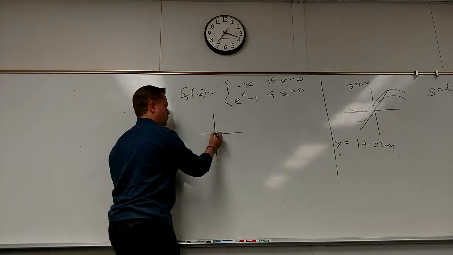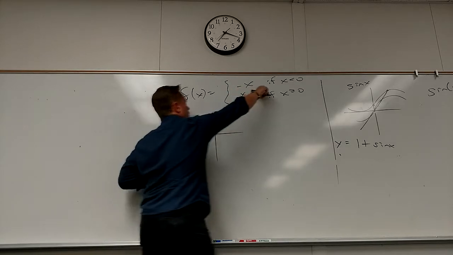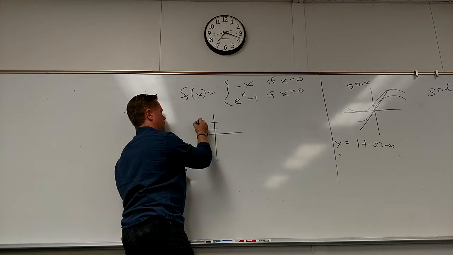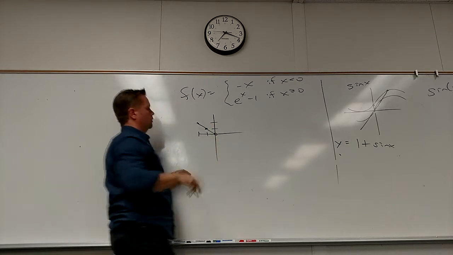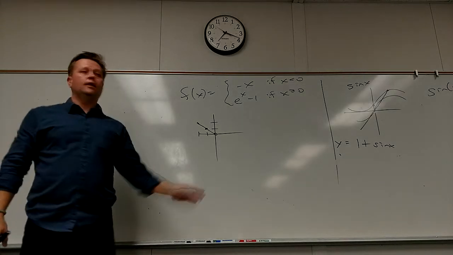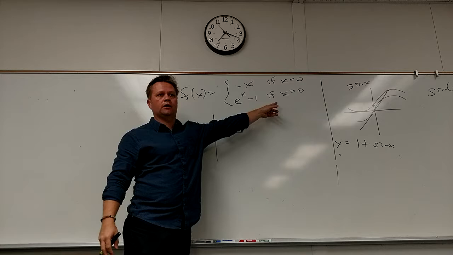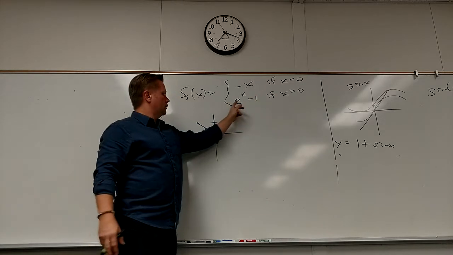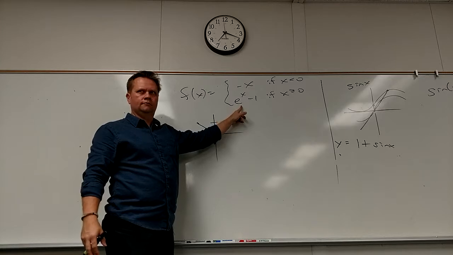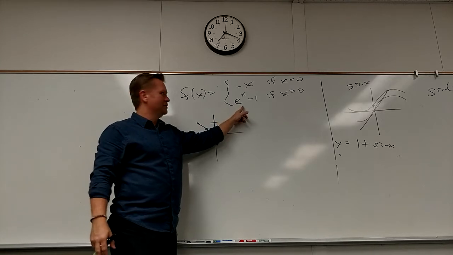What am I going to put right here? If I'm just looking at this, what am I going to put right here? Open circle. Yeah, open circle. Make it big. And now you just pick up things with this piece. What's e to the 0? 1. Okay. Minus 1.